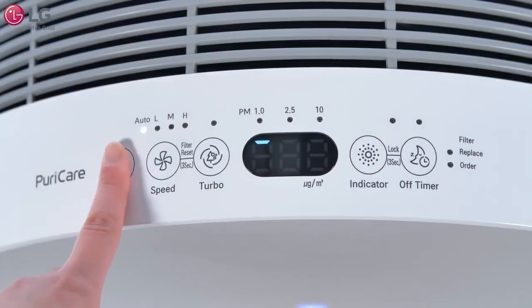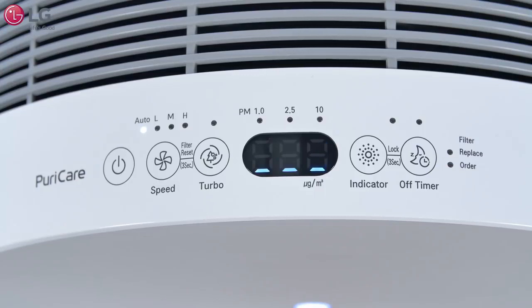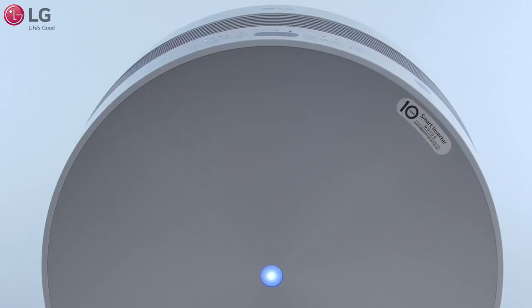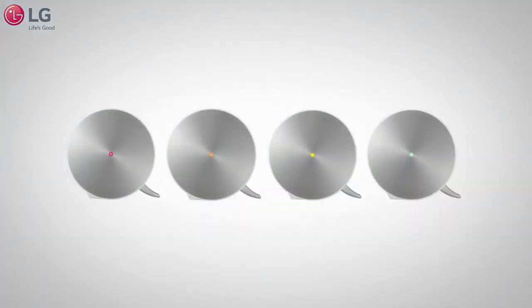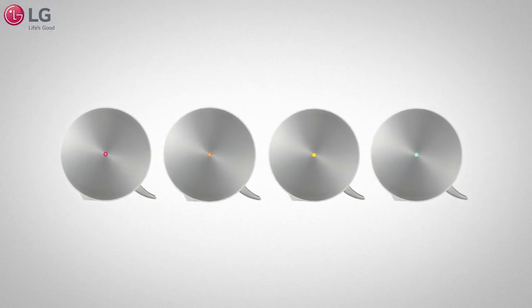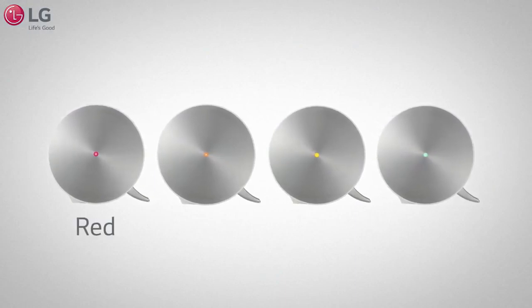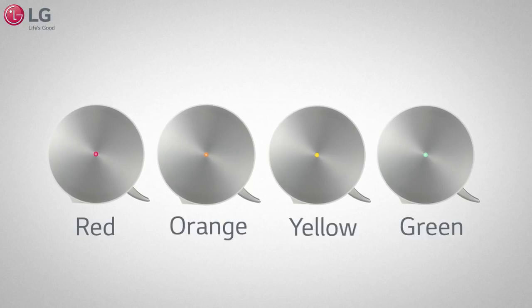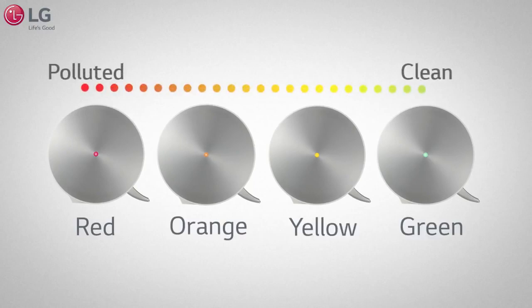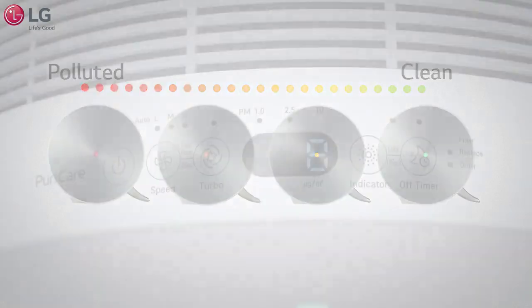To get started, turn on the power button. The sensor will take 30 seconds to stabilize and give you a reading of your air quality. After 30 seconds, the particle matter indicator will display and your air quality indicator light will change color. The air quality indicator light reveals your current air quality level by displaying a range of 4 colors: red, orange, yellow, and green. Red being the most polluted and green being the most clean.